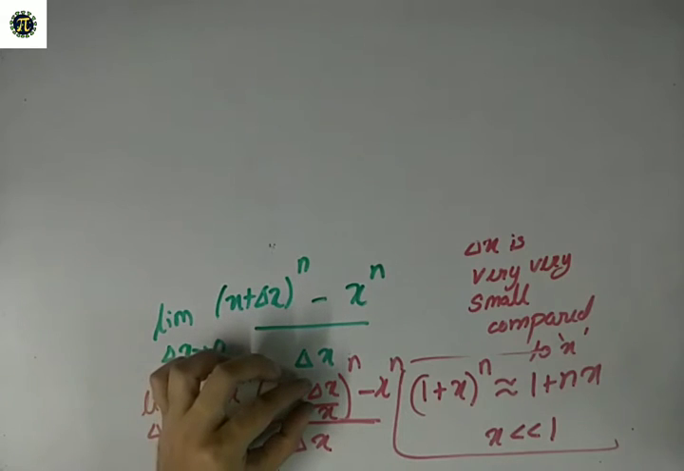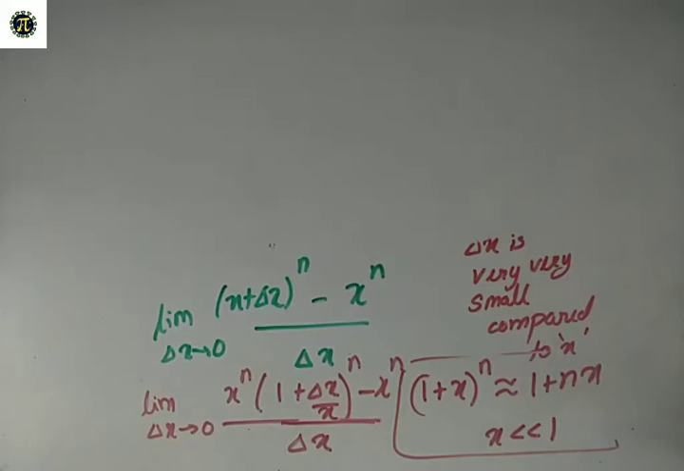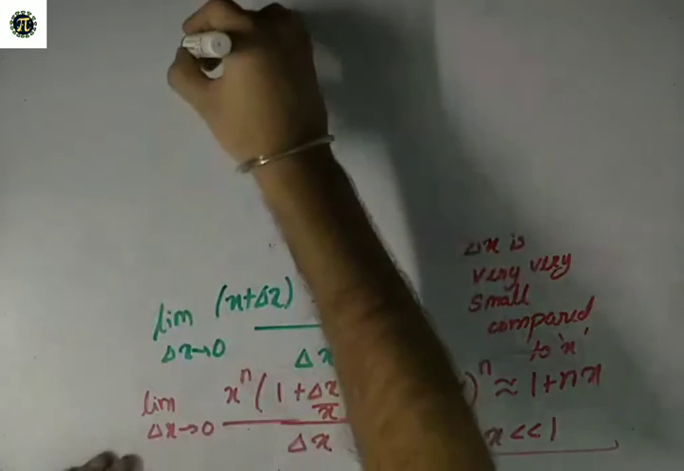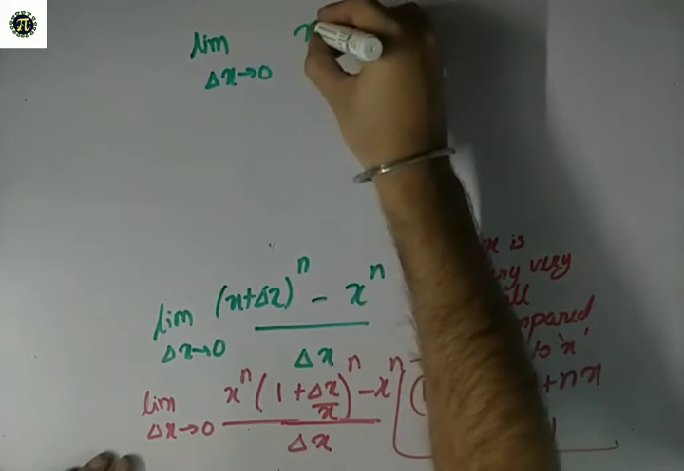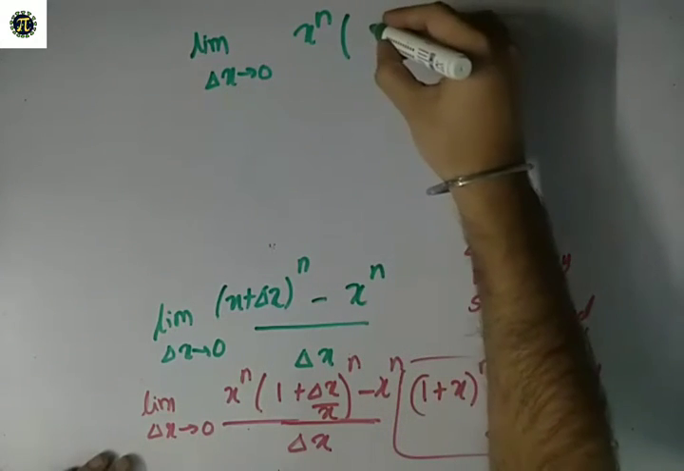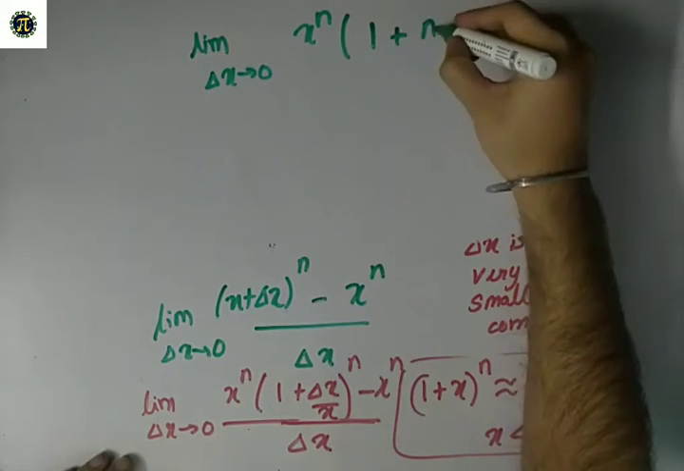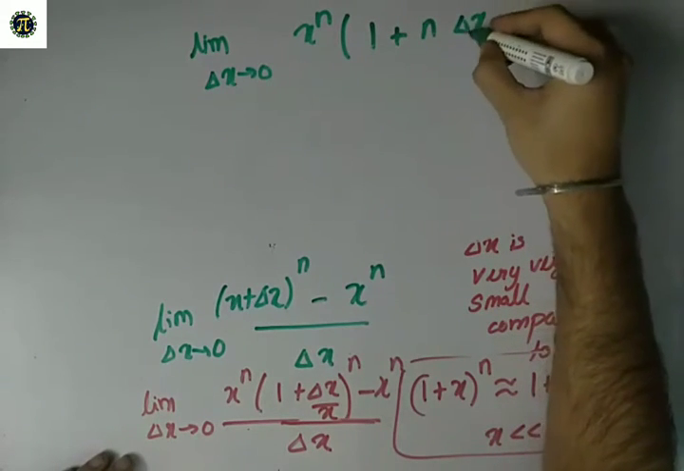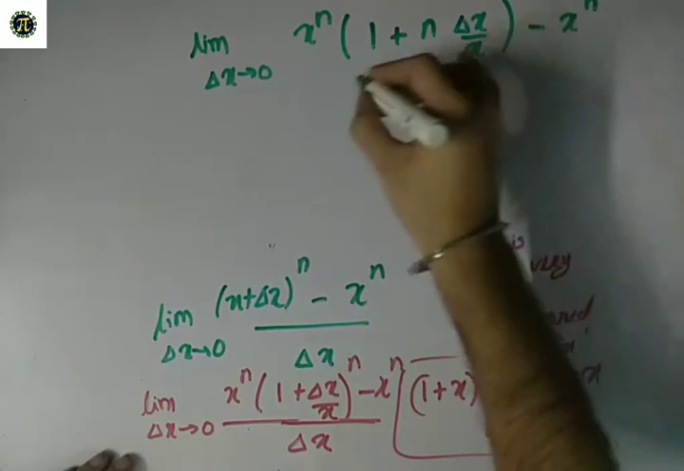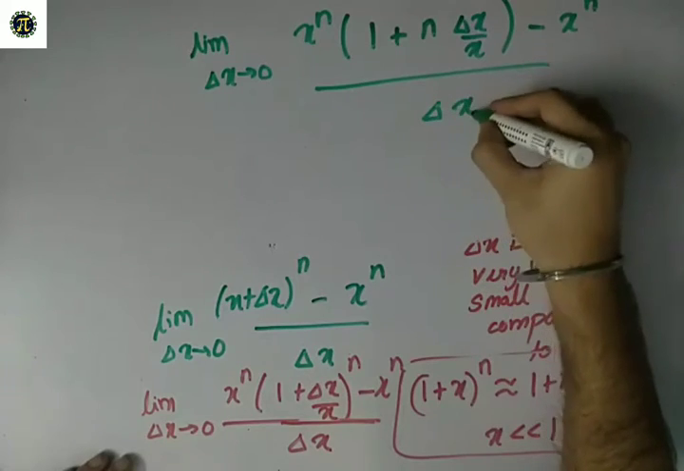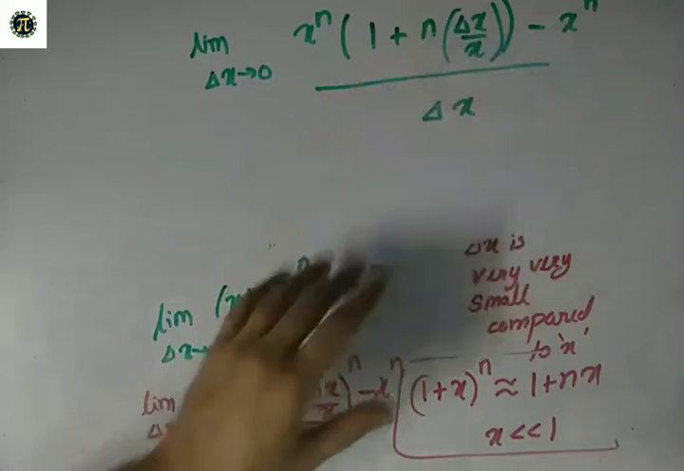So delta x was very small, delta x by x is much smaller, and we can bring n inside. What we have is limit delta x approaching 0, x to the power n times (1 plus n times delta x by x) minus x to the power n, divided by delta x. So we brought this n inside, and now we can open the bracket.